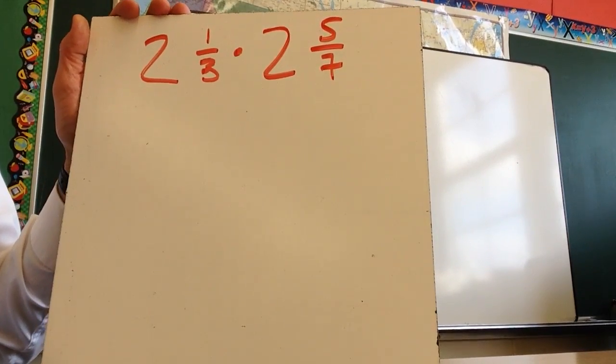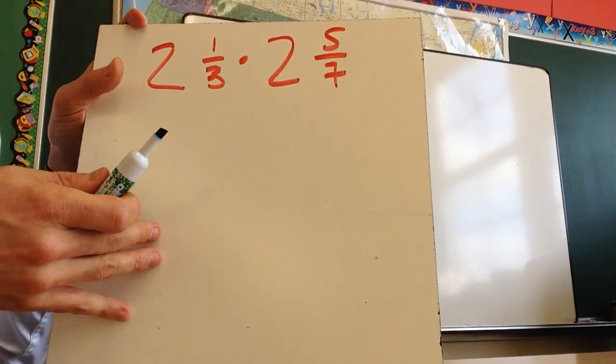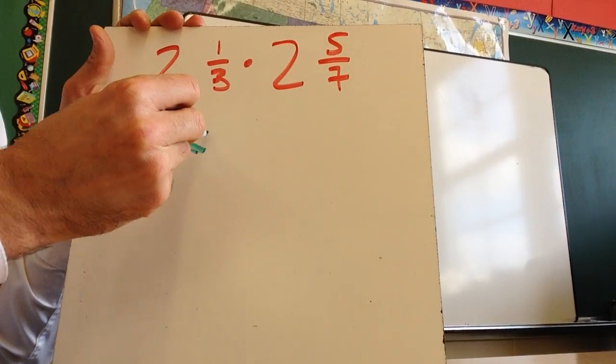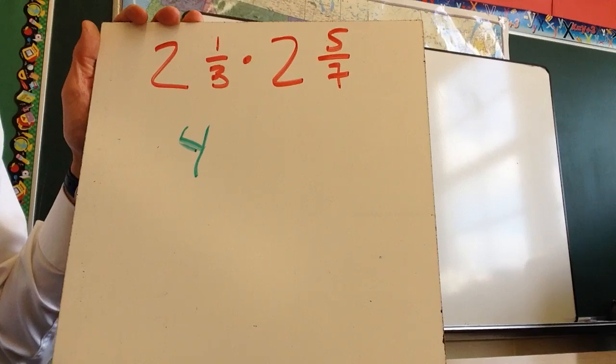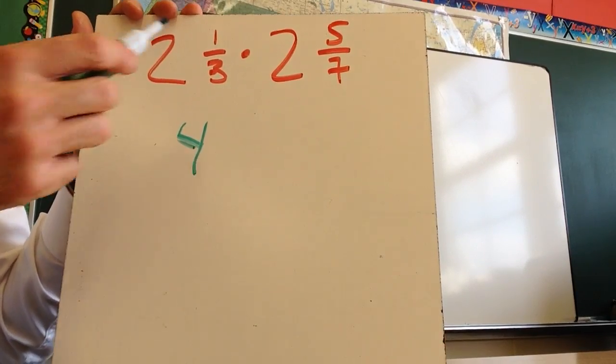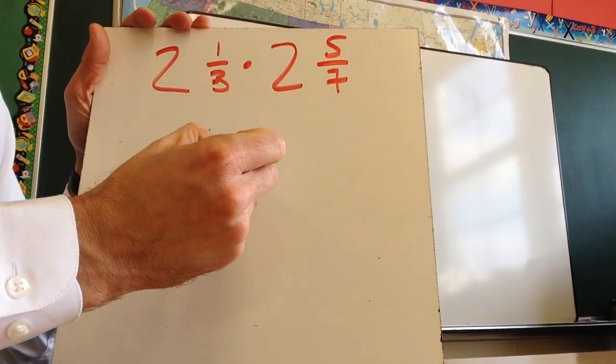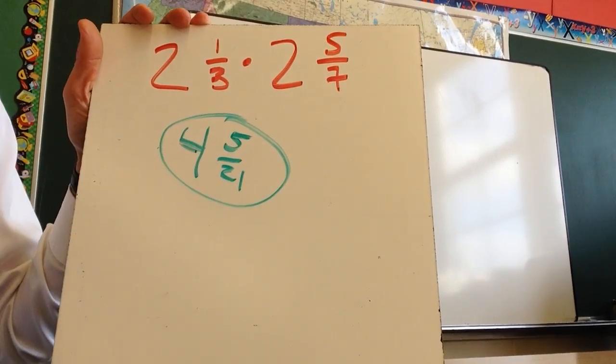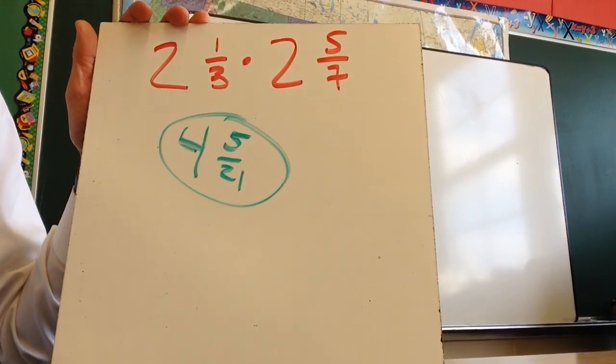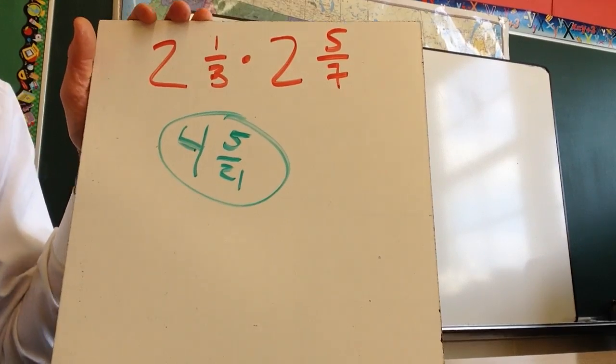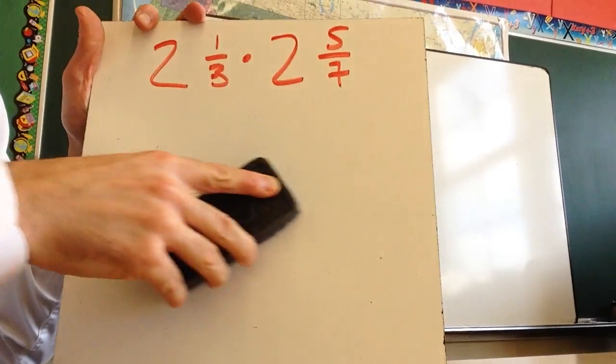One thing that people do incorrectly is they multiply the whole numbers. So please don't write this down because I'm about to do something very wrong. And they get 4. 2 times 2 is 4. And then they multiply the fractions, and this is 5/21. And they leave their answer there. Okay, I would prefer us not to make that mistake. So you can't do that.